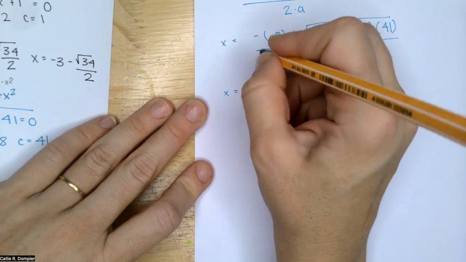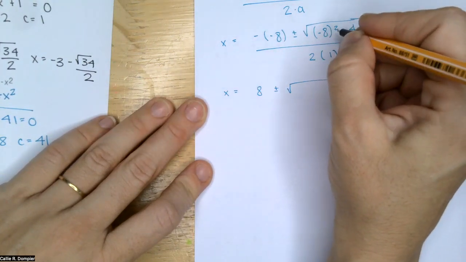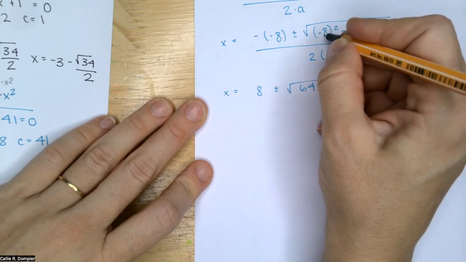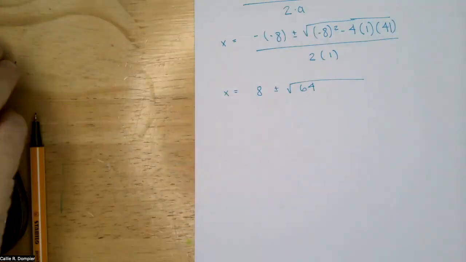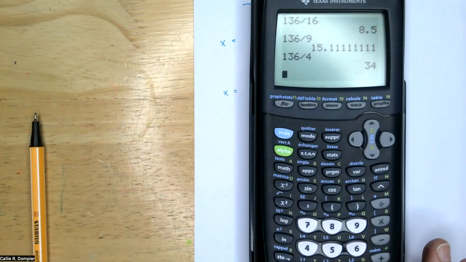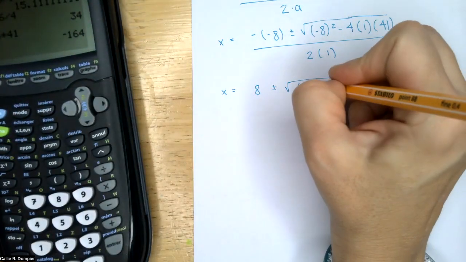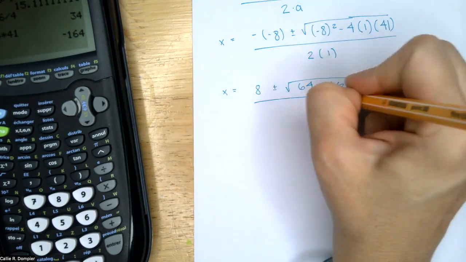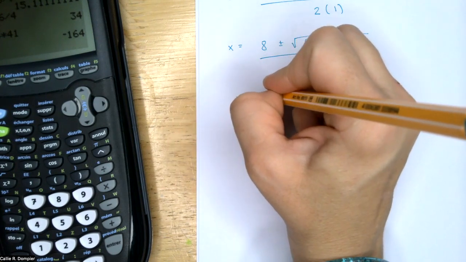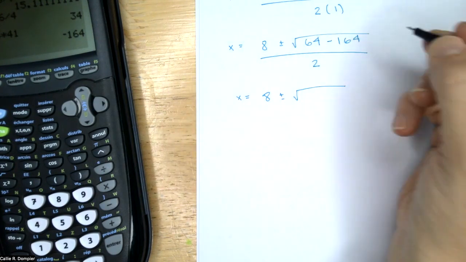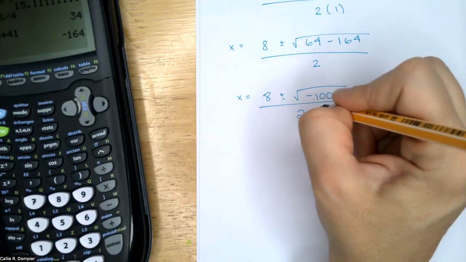So x equals, a -8 is just a +8 plus or minus. 8 squared is 64, so -8 times -8 is a +64. -4 times 41 is -164. And then 2 times 1 is just 2. X equals 8 plus or minus the square root of 64 minus 164, which is just going to be -100. We saw that before. All of that over 2.